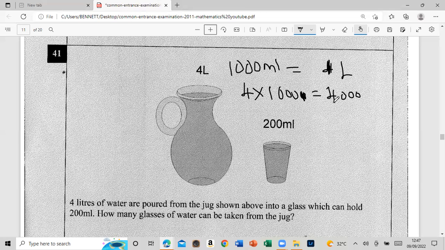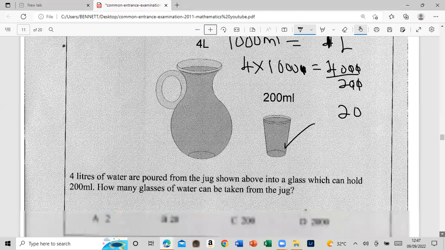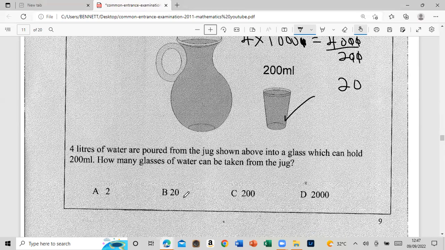So all we have to do is divide this by 200 and it tells us how many glasses we can get. 2 into 40 goes 20 times. So it's 20 of these you can get. And that is option B.